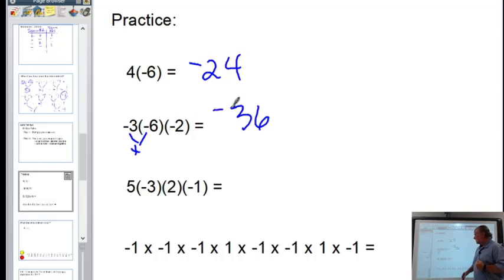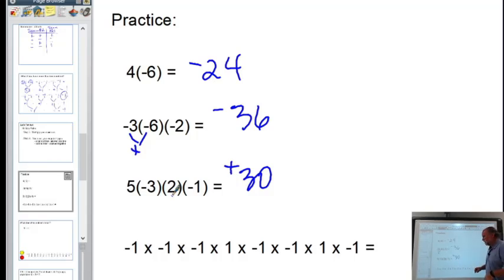Okay, so let's look at this next one. 5 times 3 is 15. Times 2 is 30. Times 1 is 30. Now, how many negative signs do you see? 1, 2. So that means my answer is positive. Now, these two positive numbers, we don't care about. We only care about negative signs. The negative ones are the only ones that can impact what we're doing. Okay? Now, this last one.